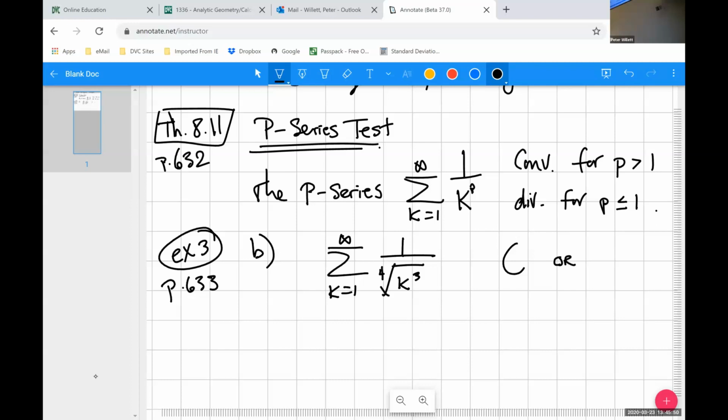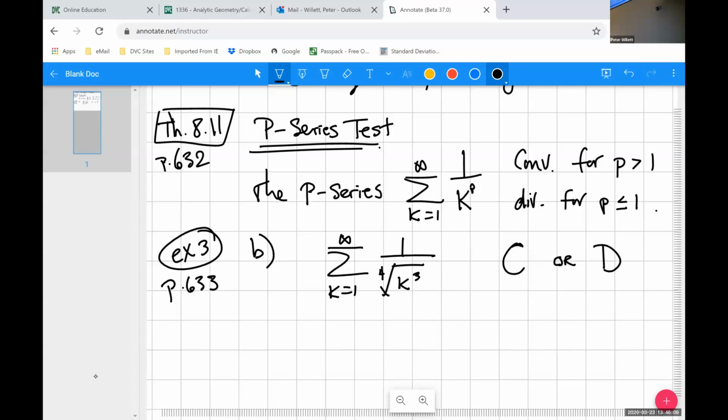More and more, you're going to have this exact same instruction. Just determine whether the series converges or diverges. You just have to choose between the two. And again, that means that if it does converge, they're not even asking for the value. They're just asking, does it converge or diverge?